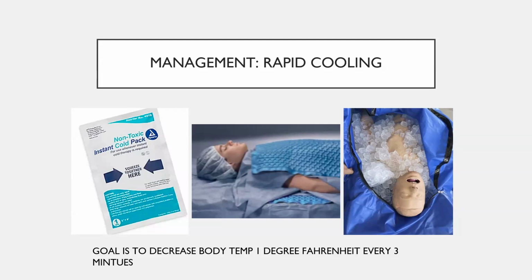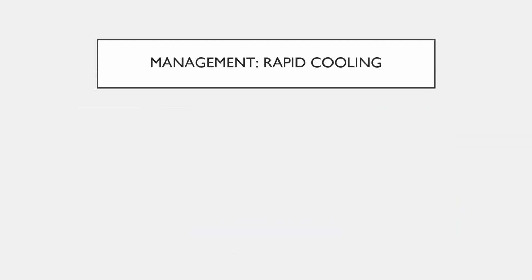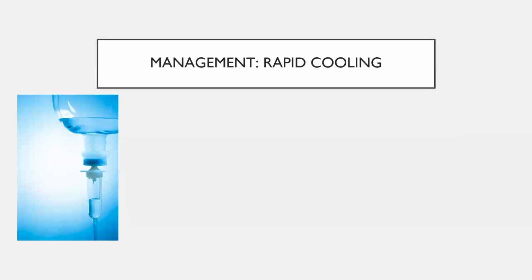So all of these are external sources of cooling. You can actually also do internal. The most common one, or easiest to access, is IV fluids. Ideally it'd be chilled, but even if it's room temperature, around 70, 75 degrees Fahrenheit, it'll still help cool the patient down.